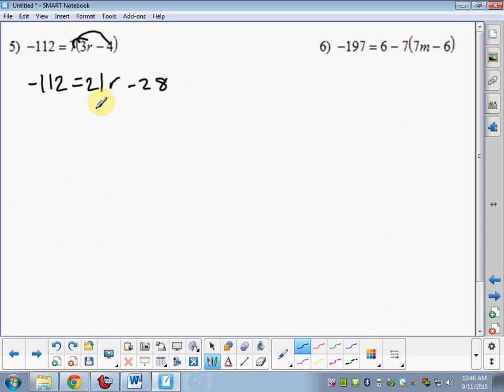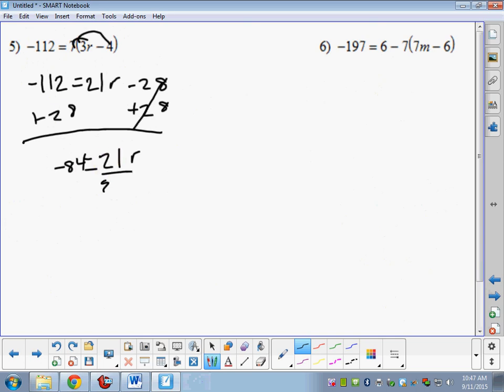From here, I have a very easy equation. I just need to add 28 to both sides. So if you were a person who likes to show all your work, you would have this step with your equal sign. Cross out that. The 21r comes down on the right side of the equal sign. And then when you do negative 112 plus 28, you get negative 84. So you would have negative 84 on this side of the equal sign.